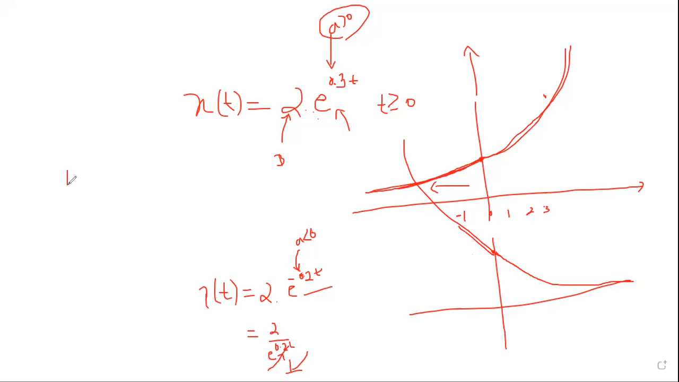Will somebody tell me, for a equal to 0, what's going to happen? What sort of curve do I get?